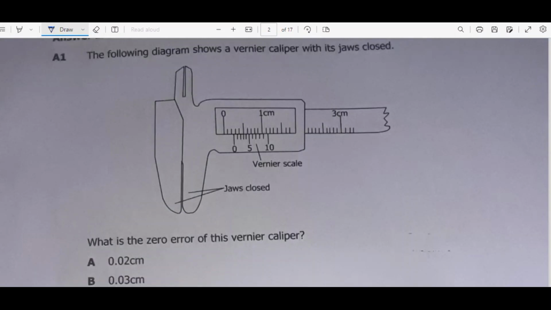Welcome friends. In this video we are going to look at the science paper 1 for the year 2023, and this paper was written by the external candidates. Now here we are going to focus on section A. So section A consists of 4 multiple choices.